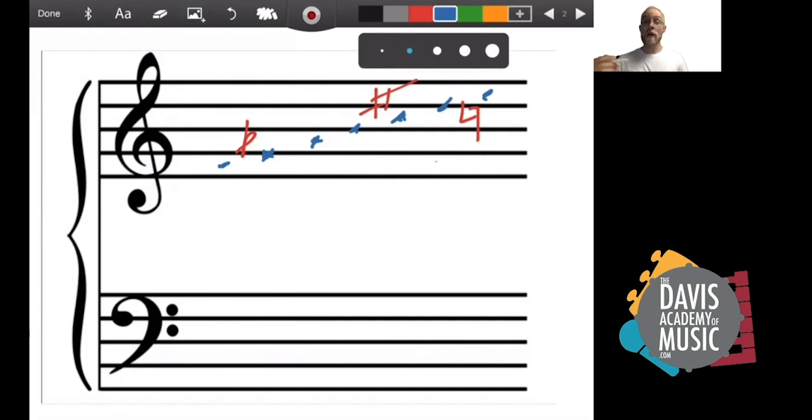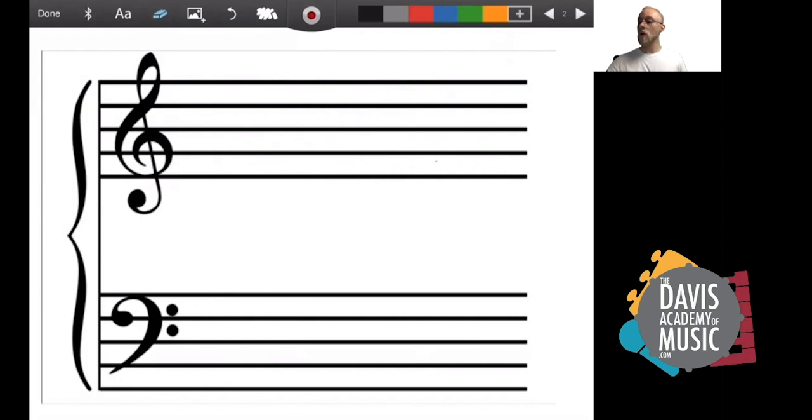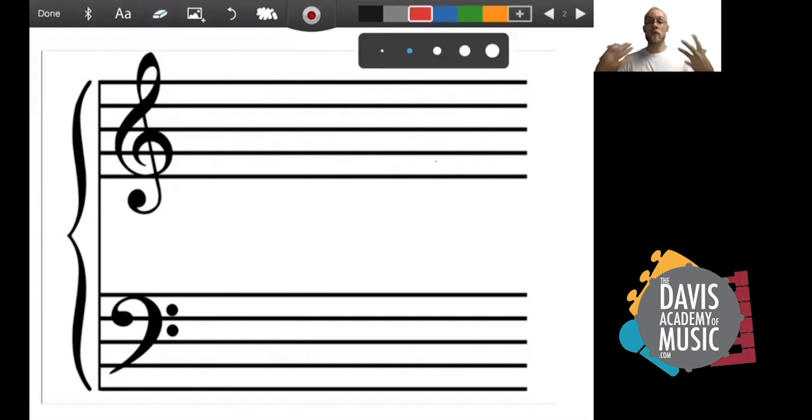So even though you may know what you mean, it's really important to be as clear as possible, because ultimately the idea of notation is to translate your ideas or your song, your melody, your piece of music to somebody else to play. So you want to be as clear as possible.